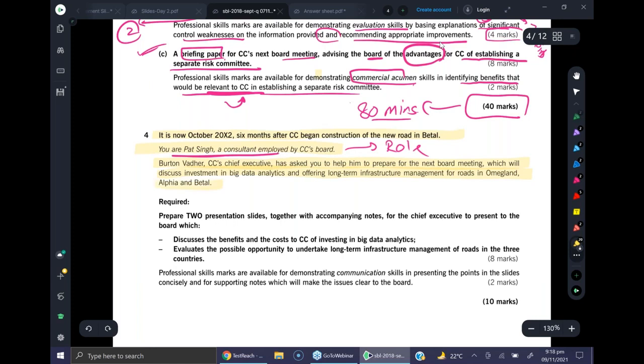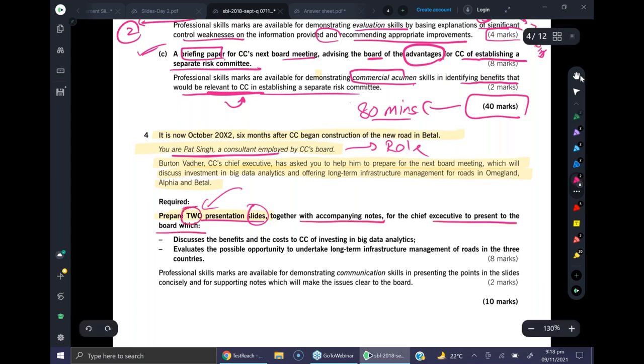So the requirement is to prepare 2 presentation slides. Now there is something which I want to very clearly mention. You use the response option of slides only when the examiner clearly tells you to prepare slides. Is that clear? Please note it: use the presentation slides response option only if the examiner clearly asks you to prepare presentation slides. And with each slide, you will have to make accompanying notes for the chief executive to present to the board.